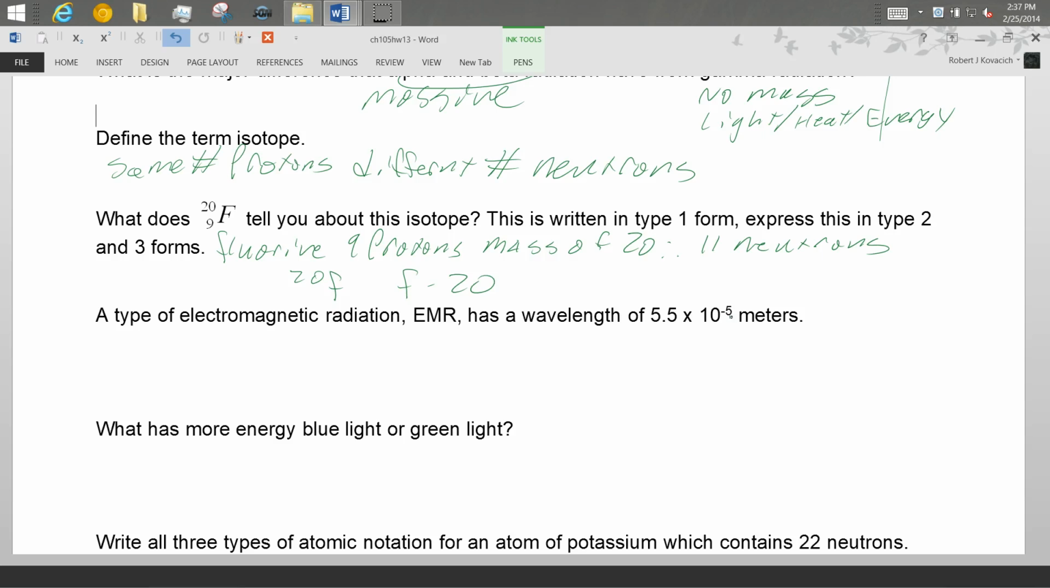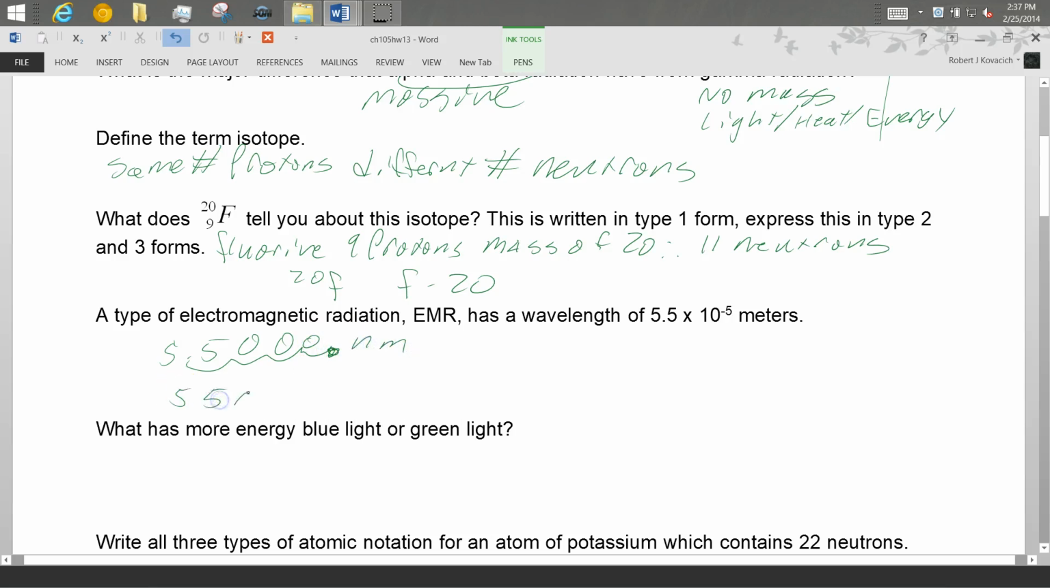Nanometers, instead of -9. So if I take this 5.5 and I slide it over, how many decimal places would I need to move it? 4. So blink, blink, blink, blink. And then that'd be nanometers. So we're looking at 55,000 nanometers. Why am I writing it down in nanometers? And how is that going to be helpful to us?